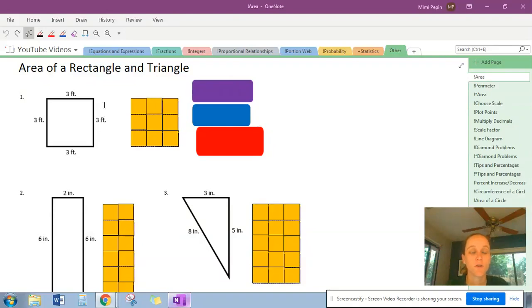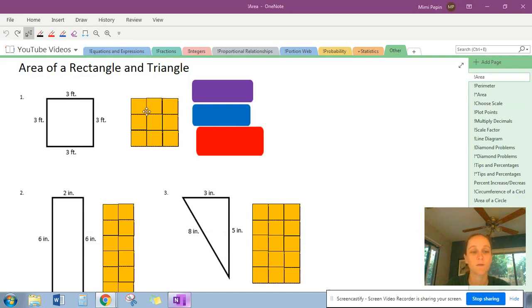In this video, I'm going to go over the area of a rectangle and a triangle. When we're finding area, basically it's asking how many little squares that are 1 unit by 1 unit are going to fit inside of our shape. Here we're using feet, so it's asking how many squares that are 1 foot by 1 foot will fit inside of here.